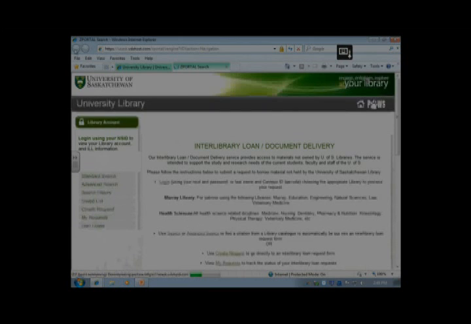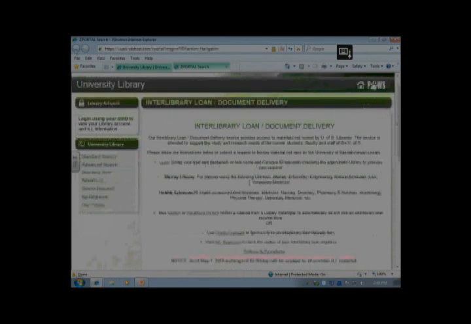So if you look at this, on the left-hand side of the home page, I clicked on Interlibrary Loan, and then it goes to our Interlibrary Loan form here. And if you click on Create a Request, and actually I'm going to back that up for a sec.